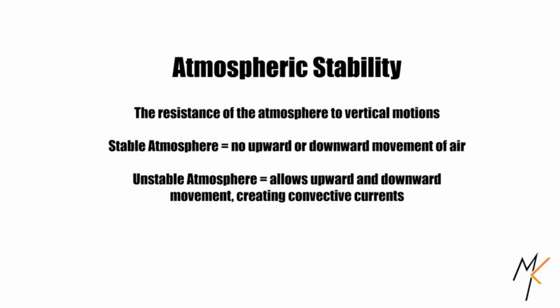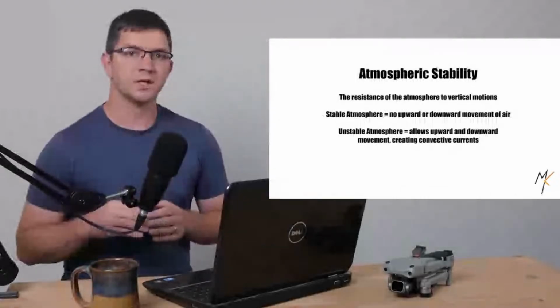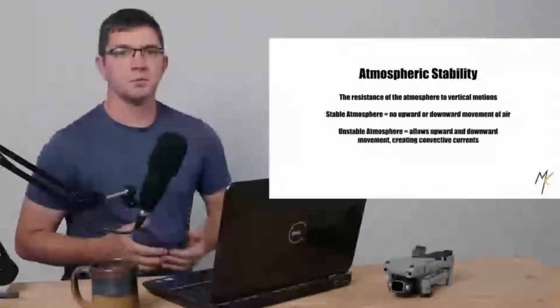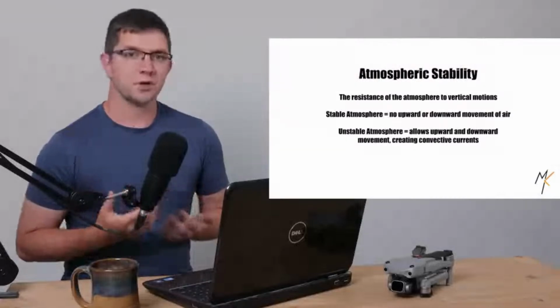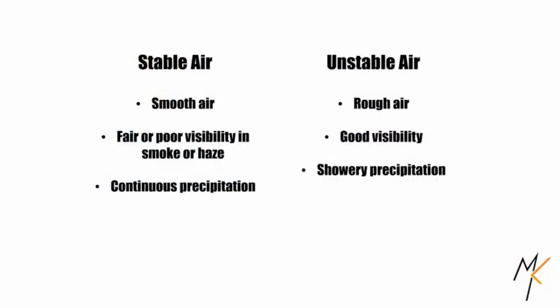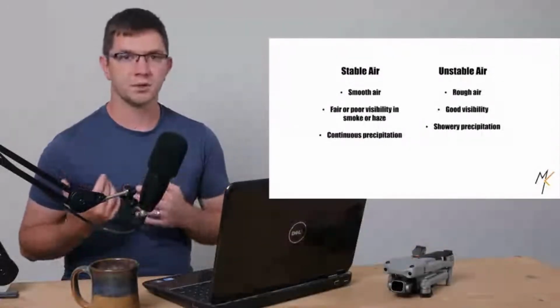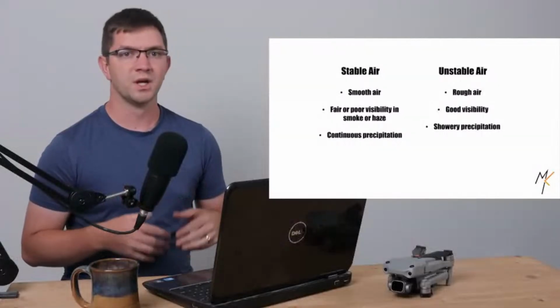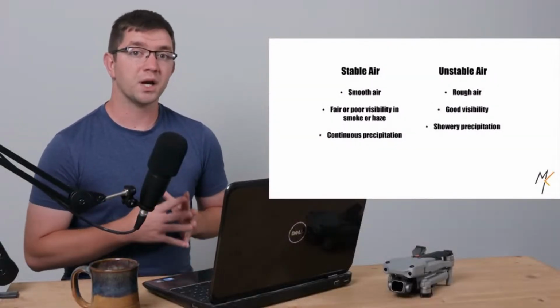Atmospheric stability. It's the resistance of the atmosphere to vertical motions. A stable atmosphere is going to resist any upward or downward movement. Unstable atmosphere allows for upward or downward movement, which can grow into convective currents. Here are a few conditions you might see between stable and unstable air. Stable air is going to be smooth, with fair to poor visibility, and continuous precipitation. Unstable air is basically going to have the opposite effect compared to stable air.